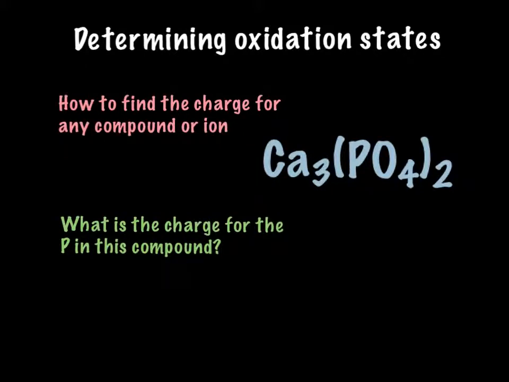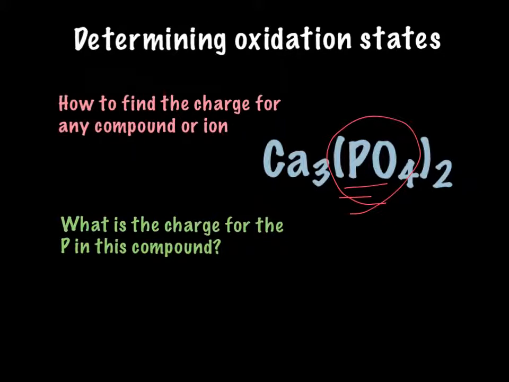In this screencast, I'm going to show you how you can determine the oxidation state for any element, either in a compound or an ion, by looking at the charges of the other elements in the compound. So the example we're going to do is we're going to figure out what the charge is on the phosphorus in Ca3(PO4)2.